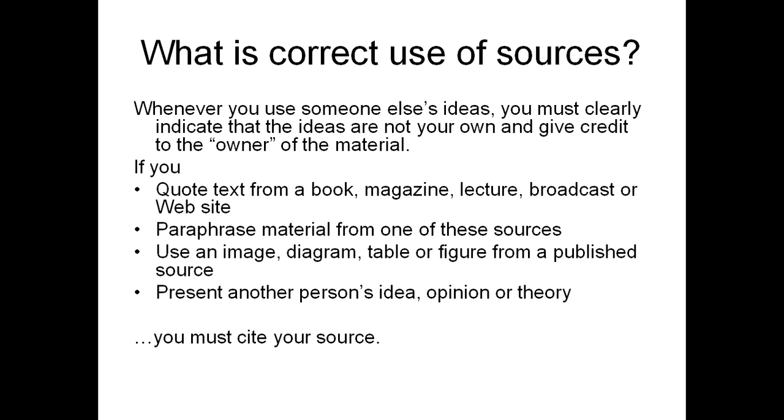So, for example, if you quote from a book or a magazine, a lecture, a broadcast, or even a website, so you're taking text directly off of one of those sources. If you paraphrase material from one of those sources, in other words, if you put it into your own words but you're still reusing the same information, the same ideas, or if you copy an image or a diagram, a table, or figure from a published source, a book or a website, if you copy-paste something from Google Images, if you present another person's idea, opinion, or theory, even if you're only using your own words and not using the words of the original author, you have to cite the source. The other presentation in this series gives information about how to cite correctly, but this one is more about what you should not do. So whenever you're doing one of these things, you must give credit.